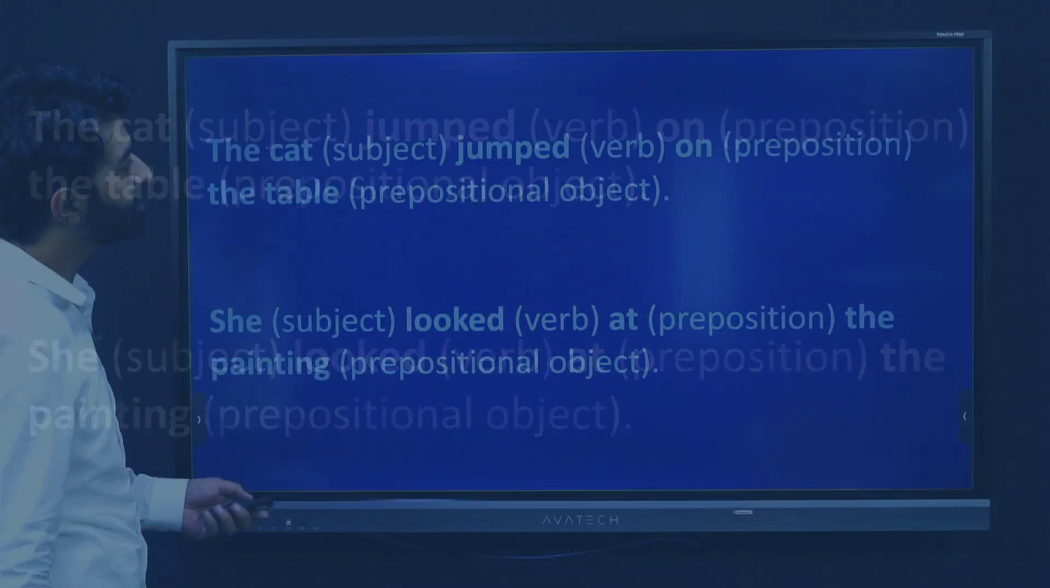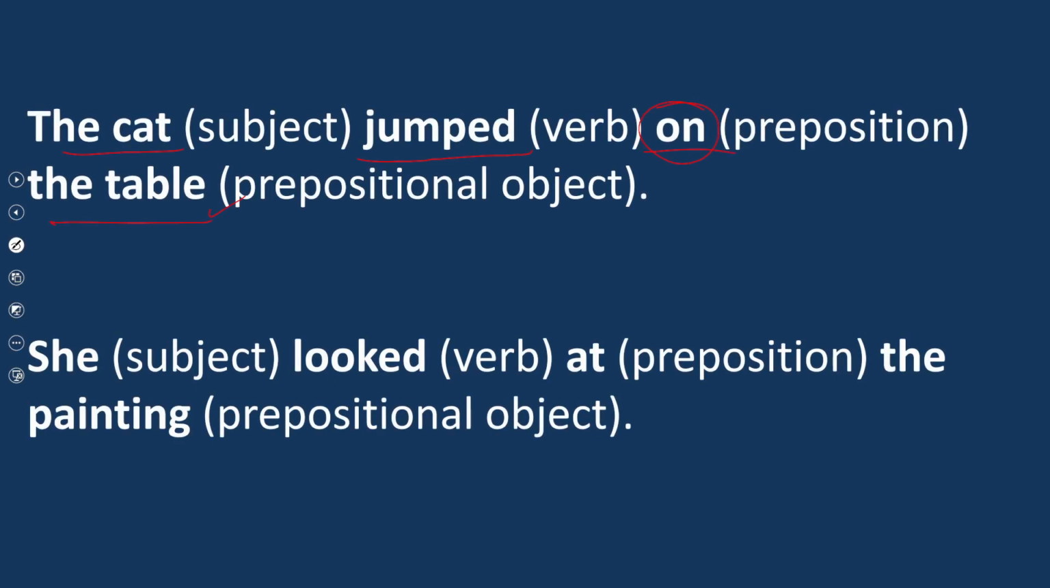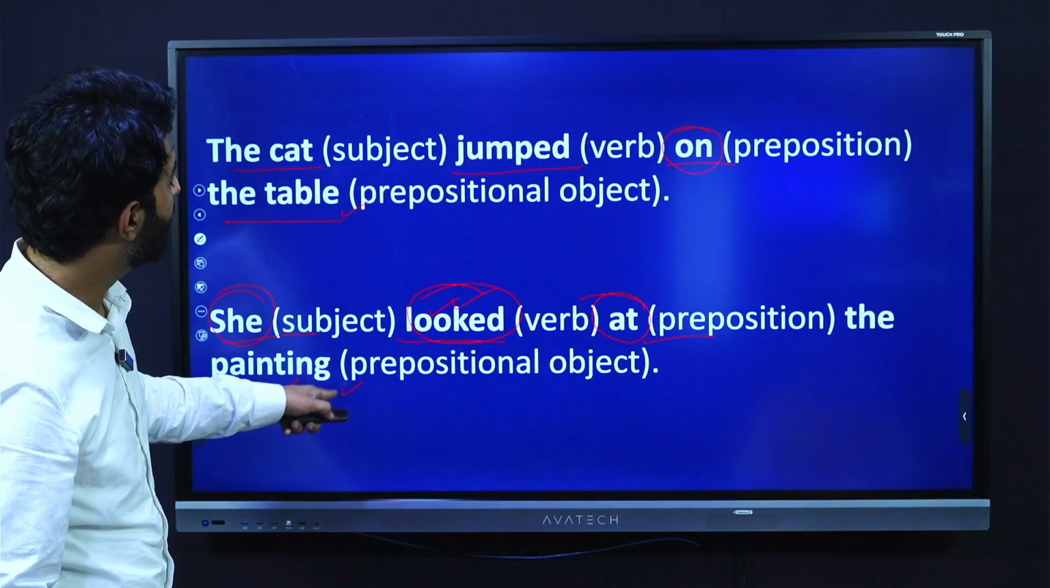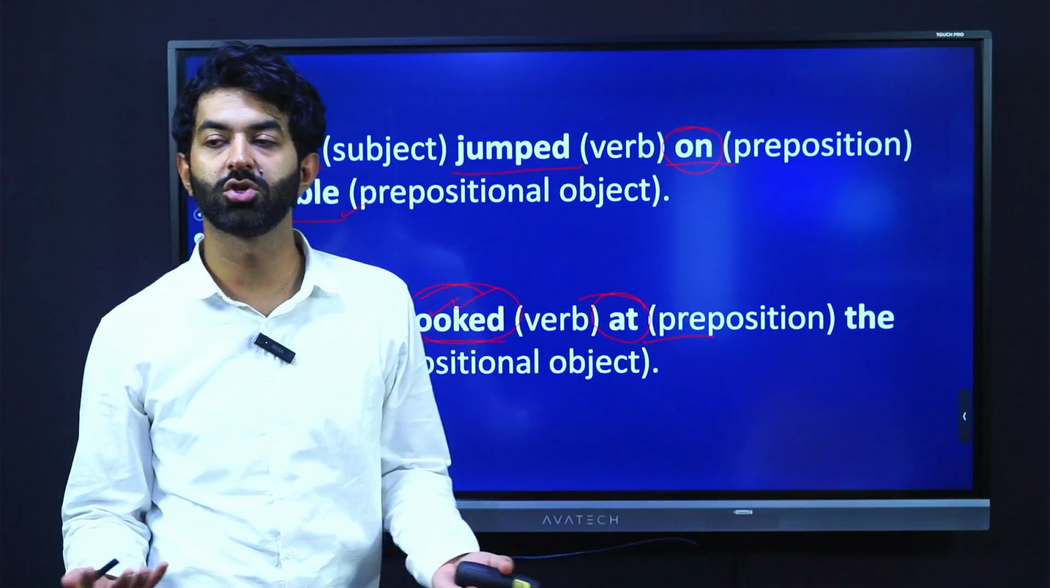So by following this pattern, now we can make so many sentences. She looked at the painting. Subject आ गया, verb, preposition at, the painting. Yes. Why? Action किस पे perform हो रहा है? Object पे. Look is a kind of verb that requires an object. So that's why we have an object. It's coming after the preposition and that's how we call it prepositional object.